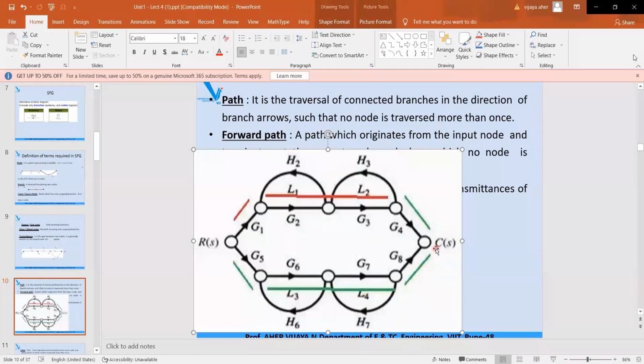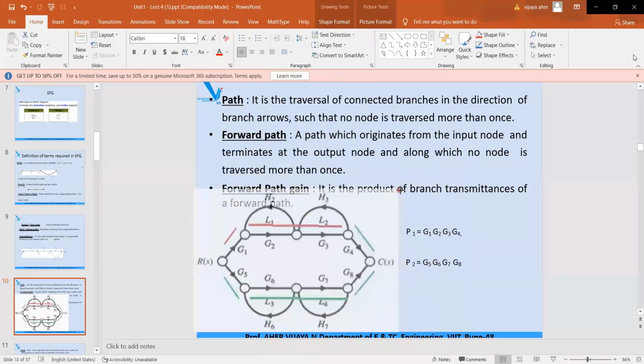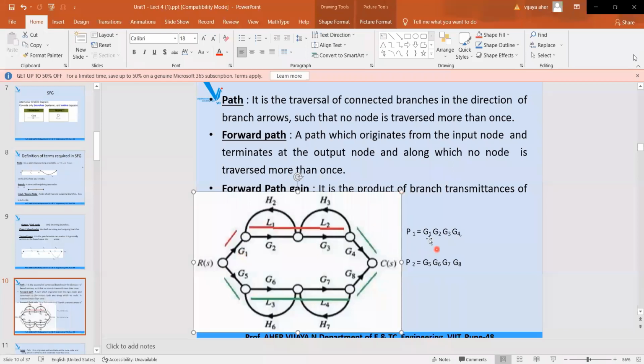Now I'm going to write equation for forward path gain, P1. So what is P1? P1 is equal to transfer function of this branch, transfer function of this branch, transfer function of this branch, transfer function of this branch. So you can write P1 is equal to G1 into G2 into G3 into G4. So this is the forward path gain.